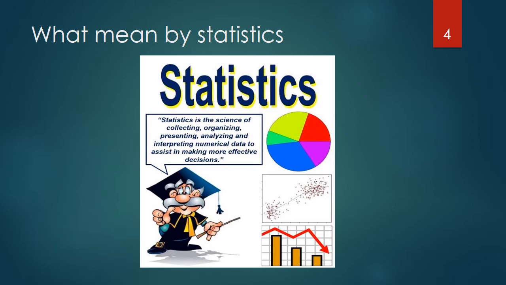Then what is the common problem in statistics? Some people mislead with statistics. Even though they collected data, some organize it in a wrong way, some present it in a wrong way, and some use incorrect techniques to analyze. Then finally, they make spurious interpretations.